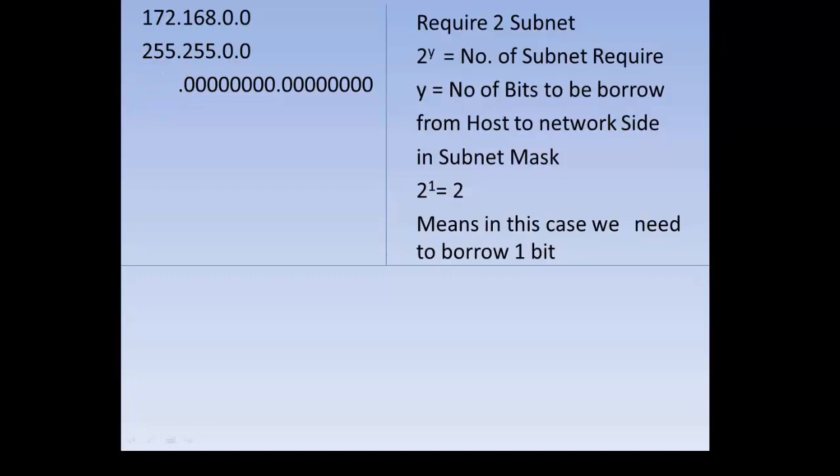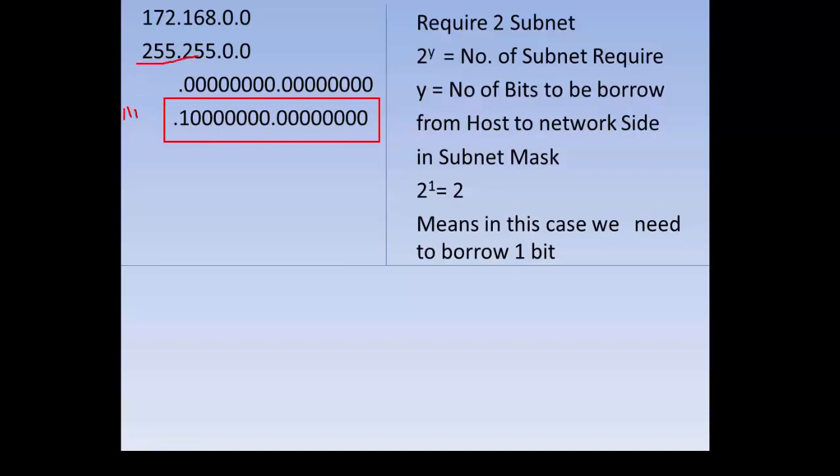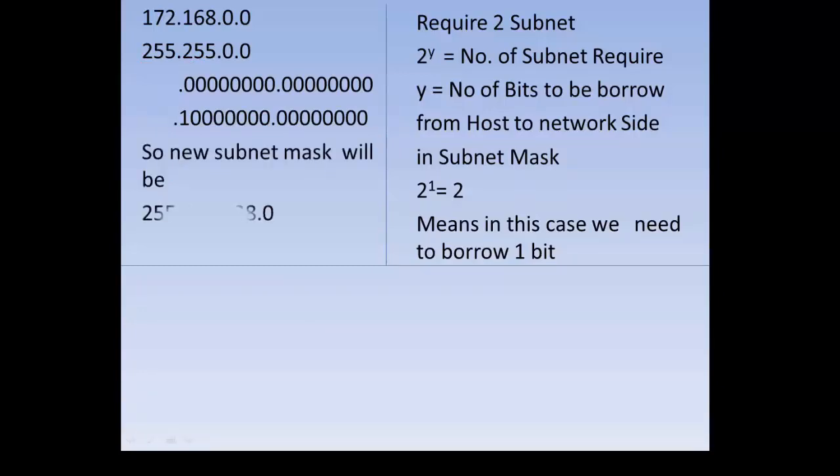So what will this be? When I borrow, it becomes like this. All of these 1s correspond to 255. After this, what will be the new subnet mask? The new subnet mask will be 255.255, and when we convert the binary to decimal it will be 128.0.